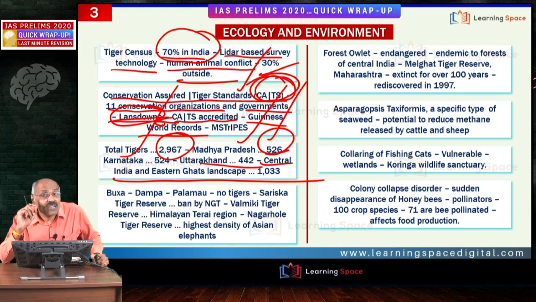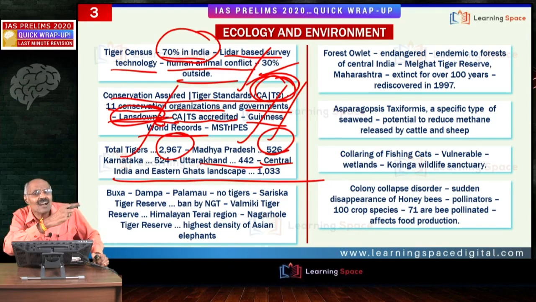This is in the news because of the agitation when the road diversion proposal was there. The road which comes from Mysore and enters Kerala passes through Bandipur Tiger Reserve, right? And Bandipur Tiger Reserve is in the news. Then adjacent to it is Nagarhole Tiger Reserve. Nagarhole Tiger Reserve has the highest density of Asian elephants, please don't forget. So friends, Nagarhole and Bandipur, these two are in Karnataka, don't forget.